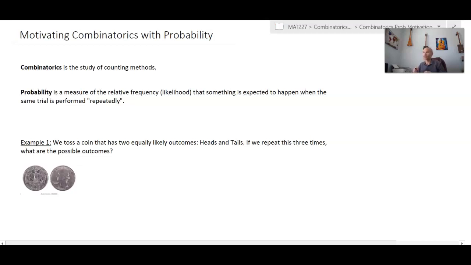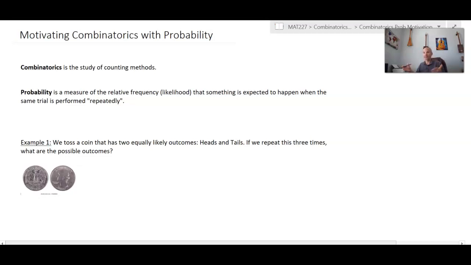And combinatorics is this fancy word that just means it's the study of counting methods. And there are many, many different counting methods. There are entire classes on this. And in this video, I just want to motivate counting via what we call probability.